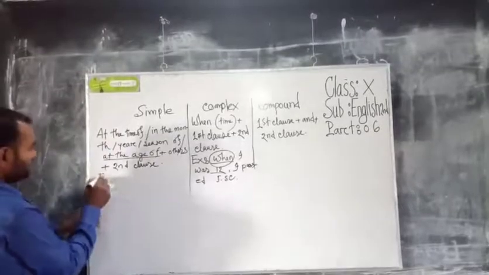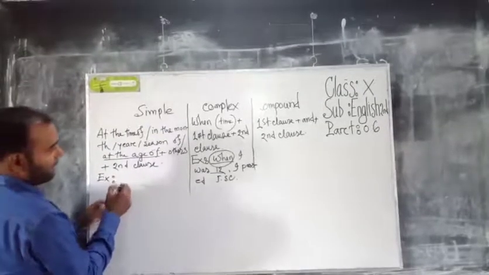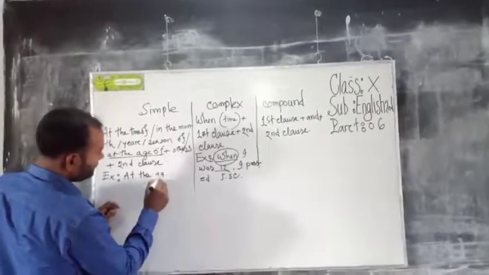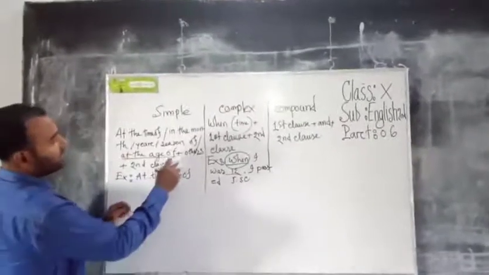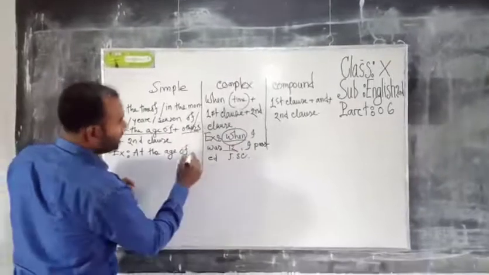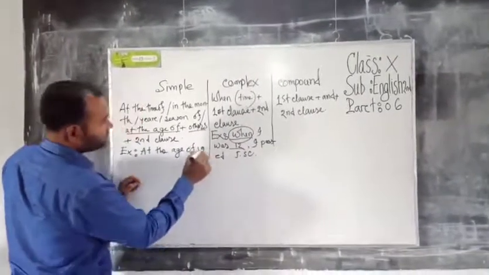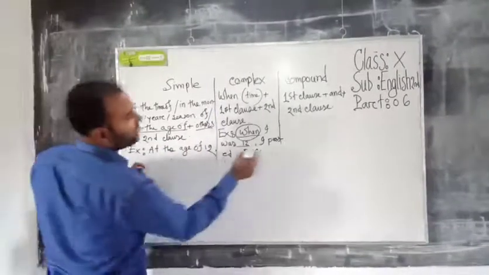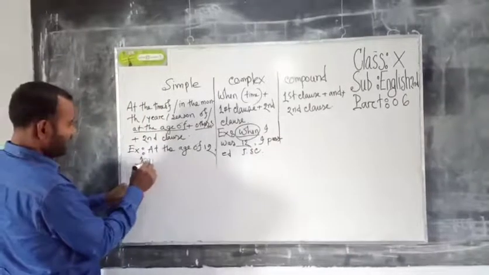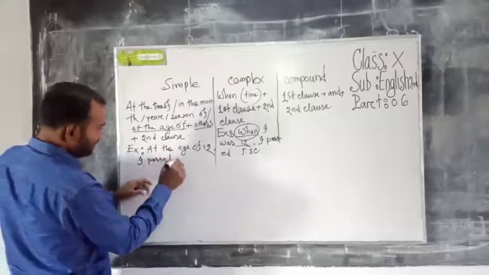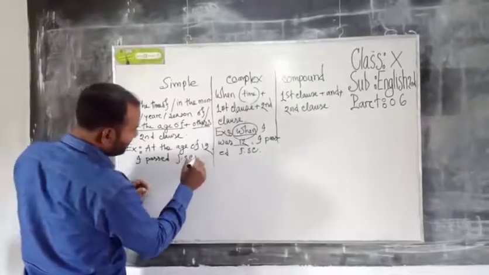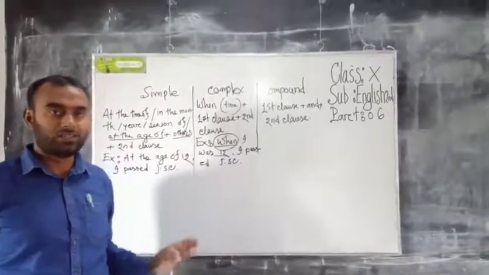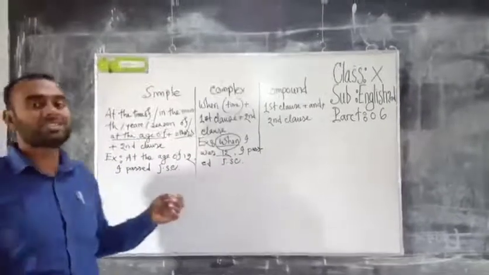So look, dear learners, at the age of what? At the age of plus others, that means 12. At the age of 12, there is a comma. Then the second clause. What is the second clause? I passed JSC. Very easy. At the age of 12, I passed JSC. Dear learners, I think you can easily understand. The second clause won't be changed here.